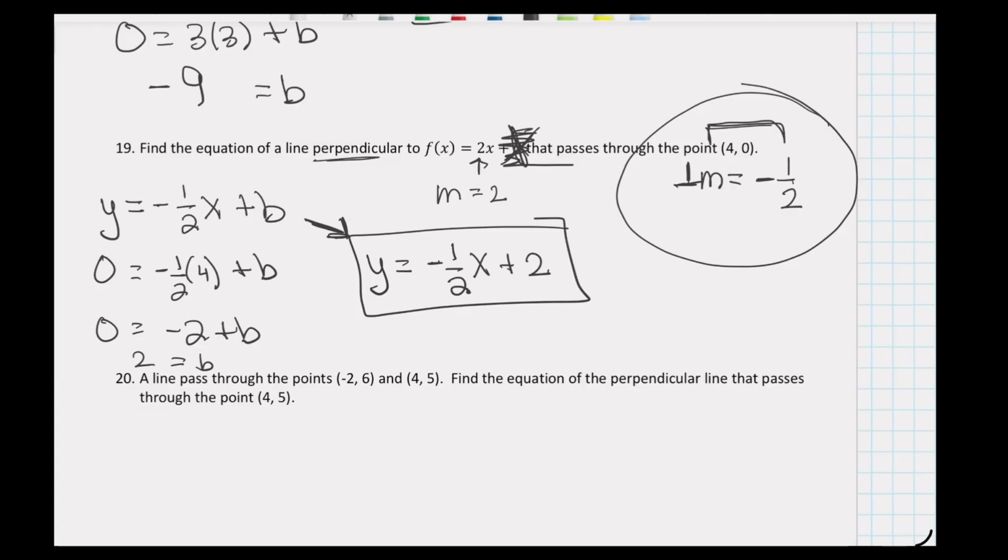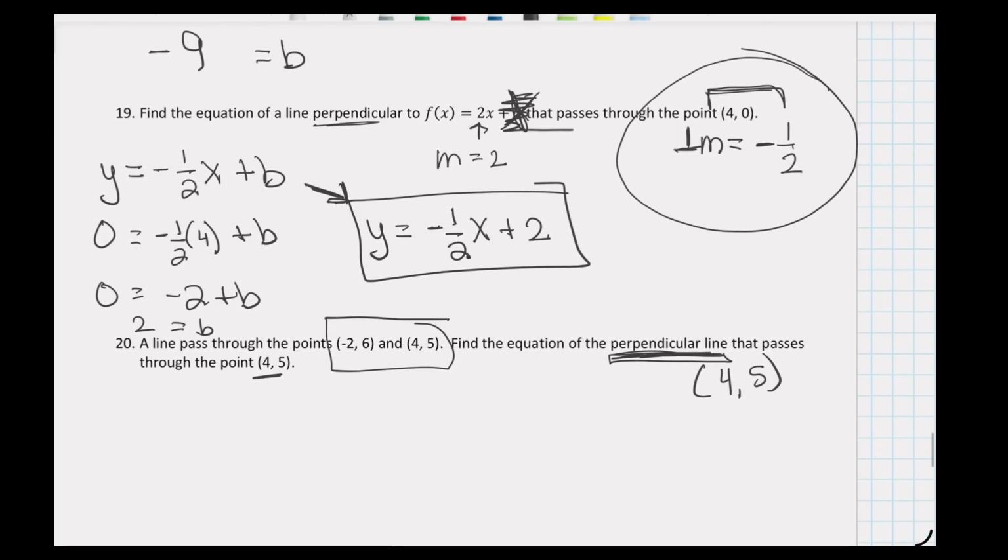All right. Last problem for this section. I have a line that passes through these 2 points. Find the equation of the line. Find the equation of the perpendicular line that passes through 4, 5. So I have a point 4, 5. I need to know the slope of the line I'm interested in, okay?